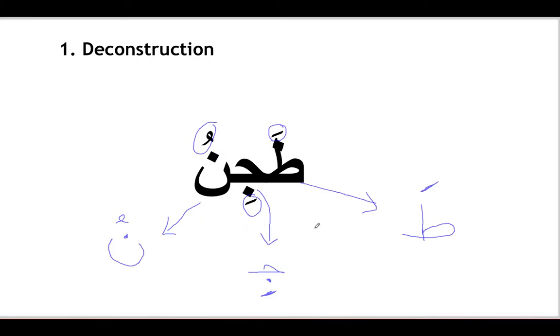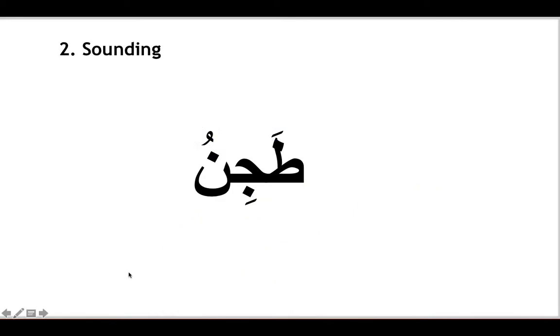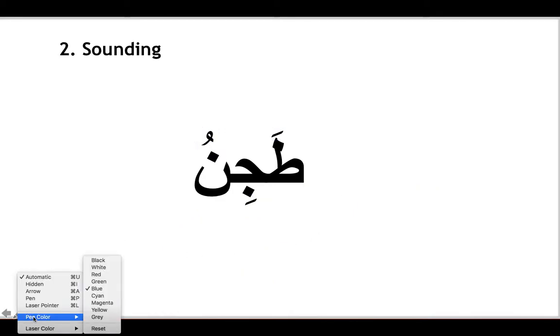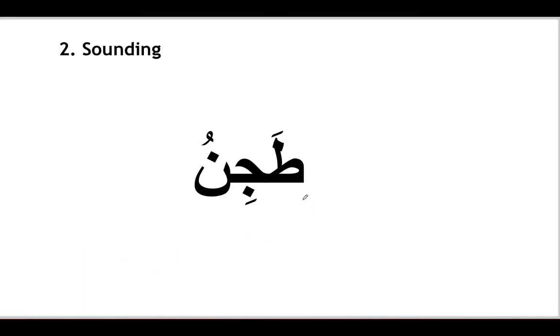Now we're going to get on to the next step, which is sounding. We're sounding out each of those letters and vowel symbols that we just broke apart. Let me just rewrite this again, because again, please forgive me on this. Software is not too good. A letter jim, then I have my kasra, and my noon is over here as well. And I have my dhamma. Now I'm going to start sounding out these letters and vowel symbols.